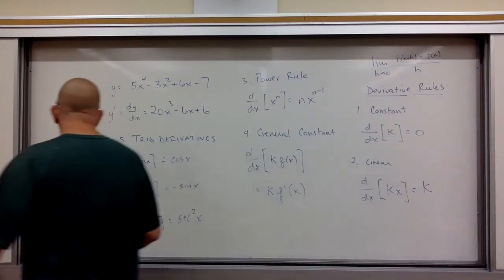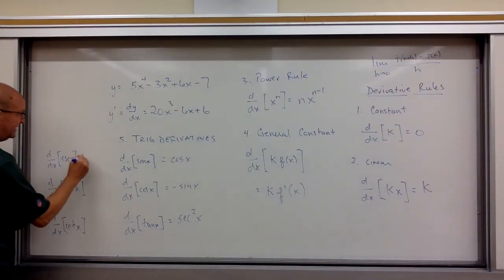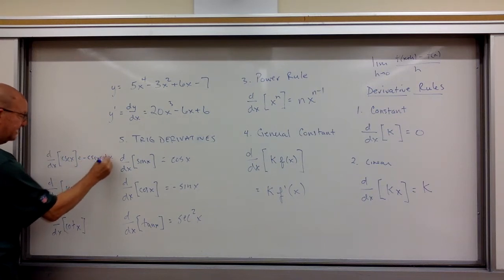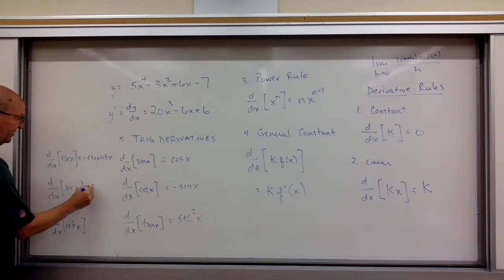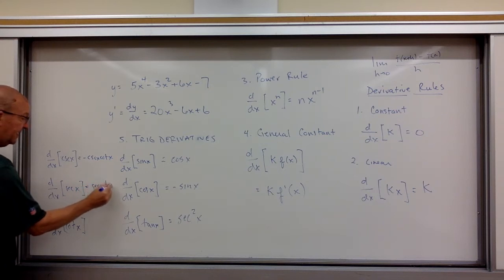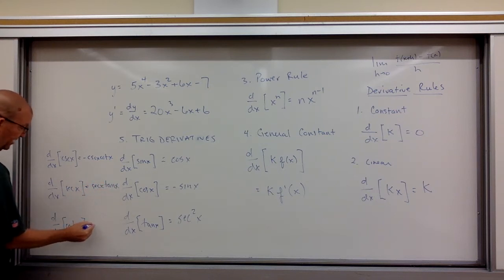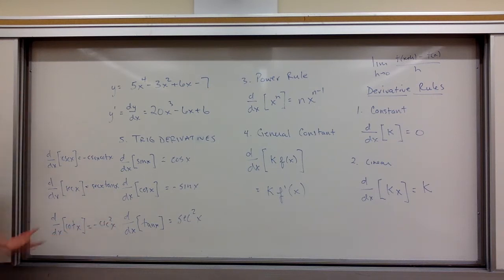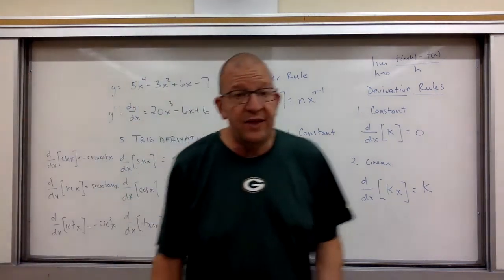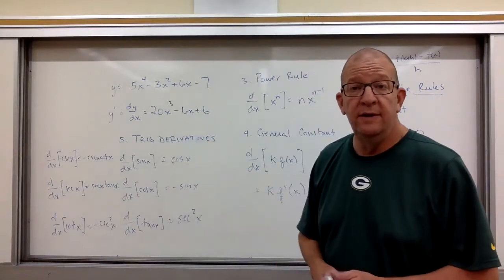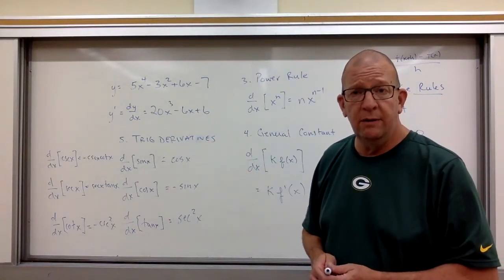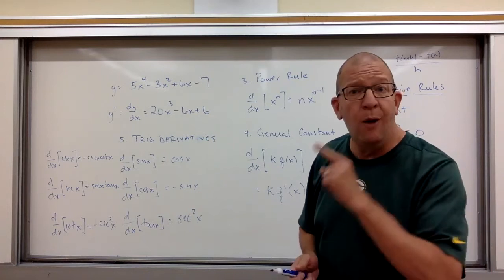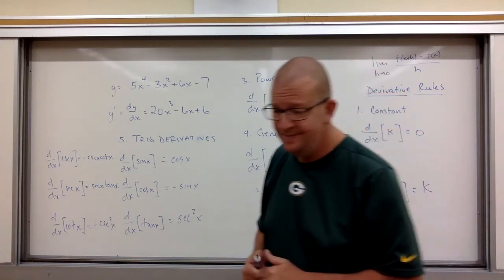How about cosecant of x? This is negative cosecant x cotangent x. The derivative of secant is secant tangent, and the derivative of cotangent is negative cosecant squared x. Now, these are 6 that you need to know. So if you need to pause the video and write those down, well, now would be a good time to do that.